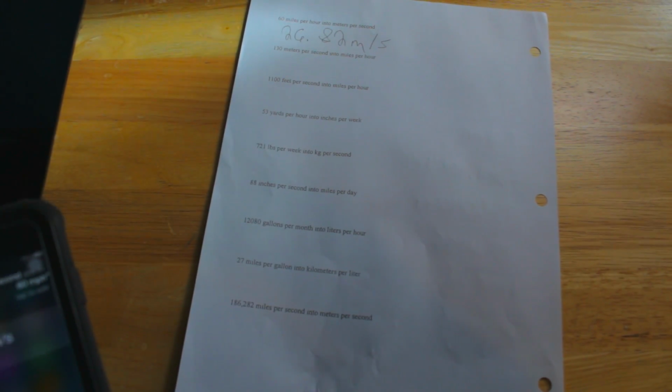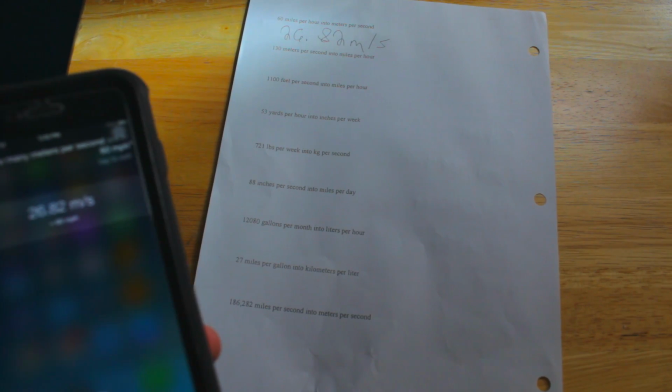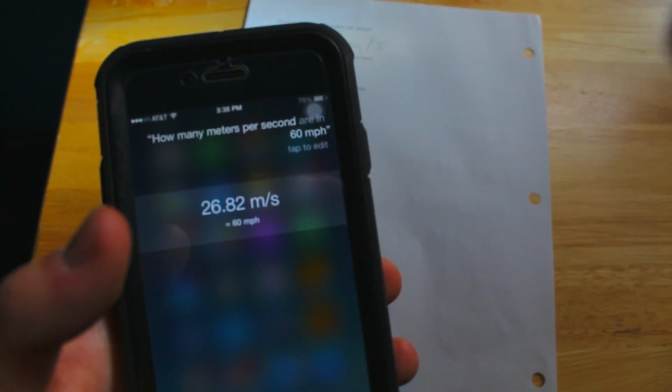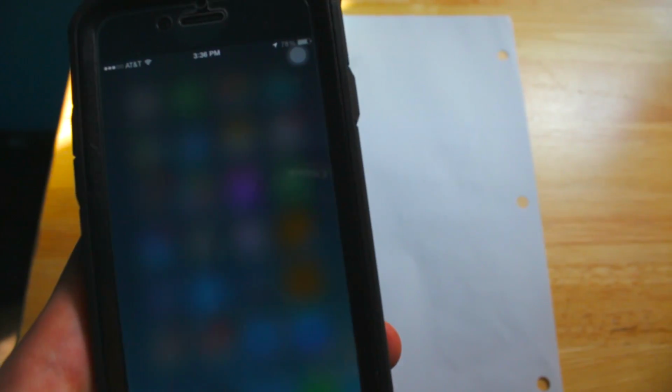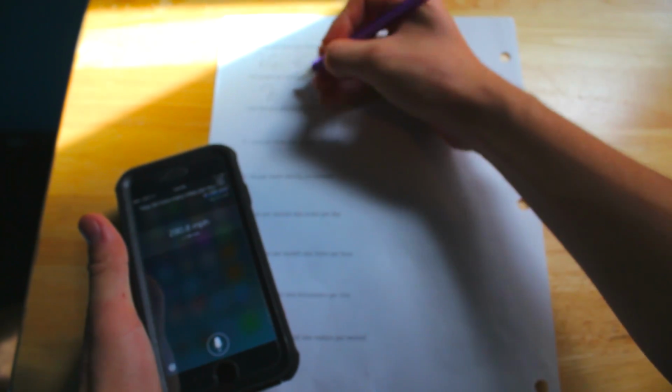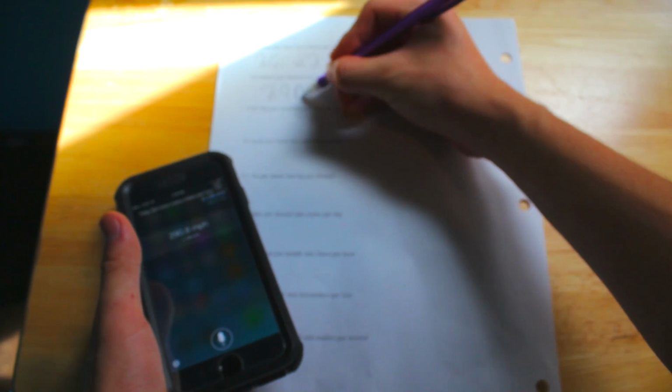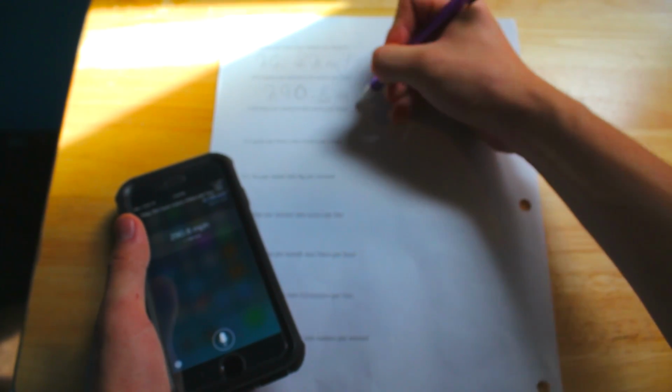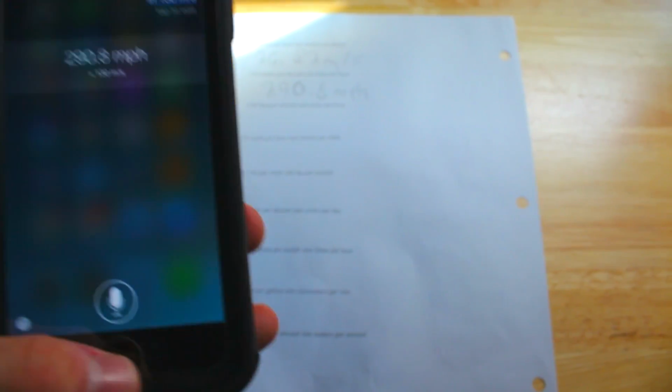Number two asks 130 meters per second into miles per hour. So, one minute. Hey Siri, how many miles per hour are in 130 meters per second? It's 290.8 miles per hour. 290.8 miles per hour. Okay.